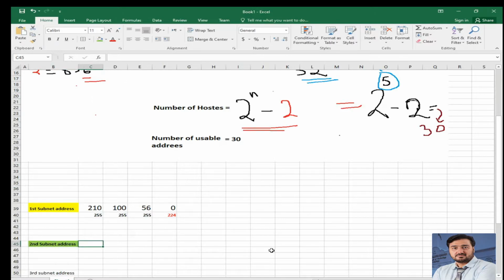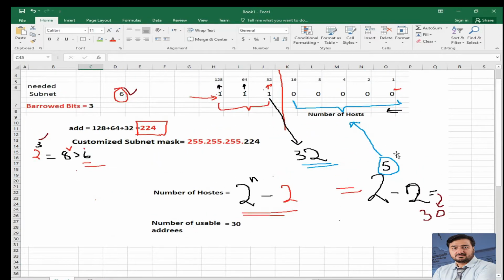Second subnet. How can we find what should be the second subnet? How do we know what the second subnet is? Yes, please, any one of you, do you have any idea how you can find the second subnet? Any one of you, please? Can you tell me?